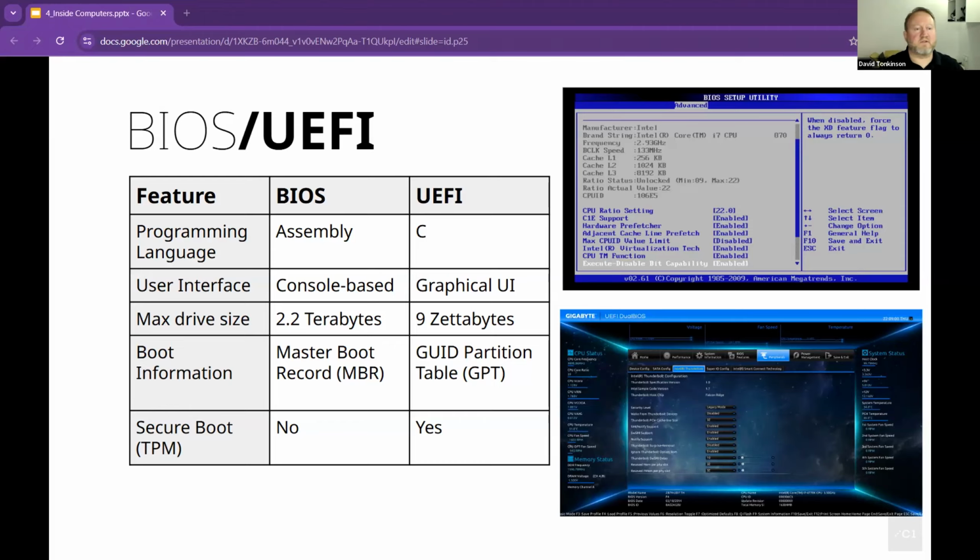There were limits to BIOS in terms of the maximum drive size that it could access: 2.2 terabytes. UEFI: 9 zettabytes. Whoa, okay. That's why we are moving more towards UEFI.